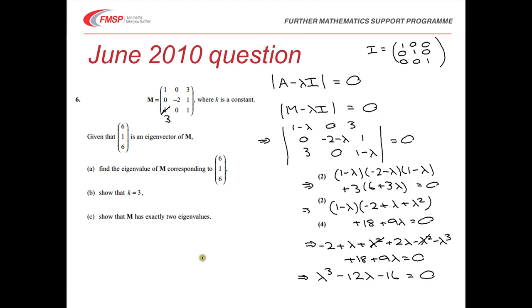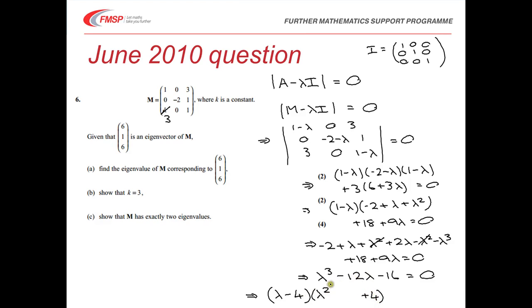Now, we know that 4 is an eigenvalue, so 4 should satisfy this, and it does. So if we set lambda equal to 4, this is 64, take away 48, take away 16, which is indeed 0. But what that also means is that lambda minus 4 is a factor, so we can pull this out, and we need to work out what this quadratic will be, so that this times this is this. We can see this has to be lambda squared. We can see that this has to be plus 4 quite easily.